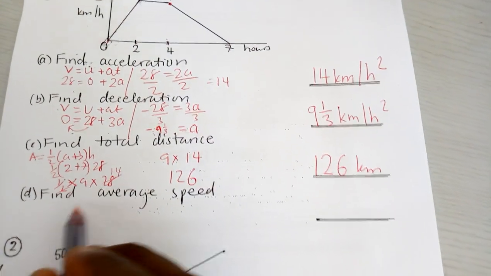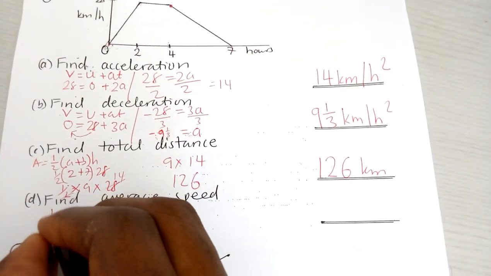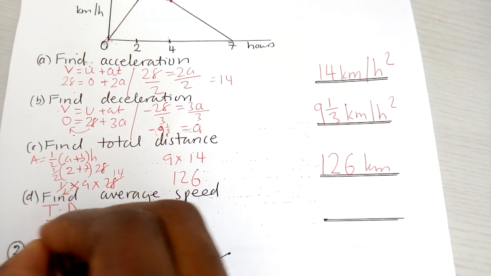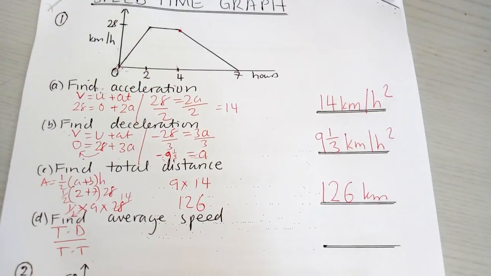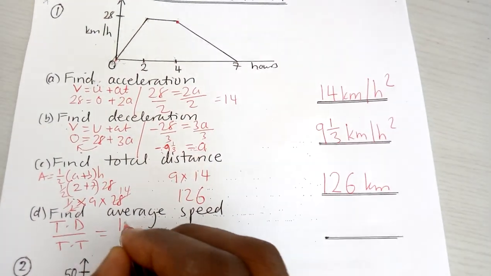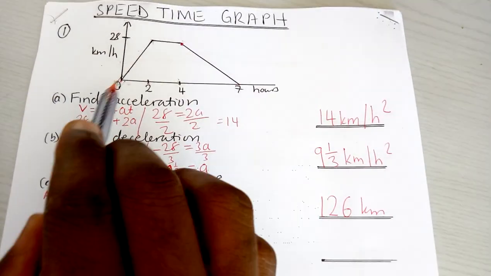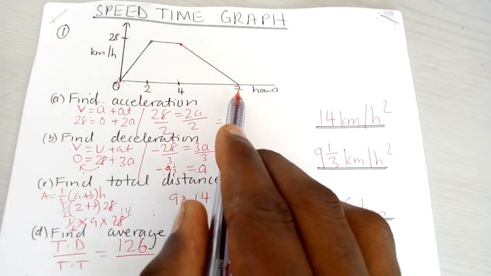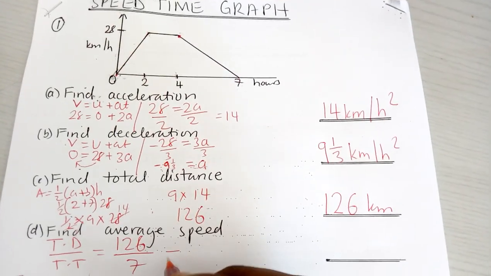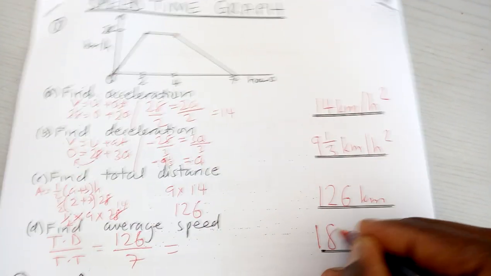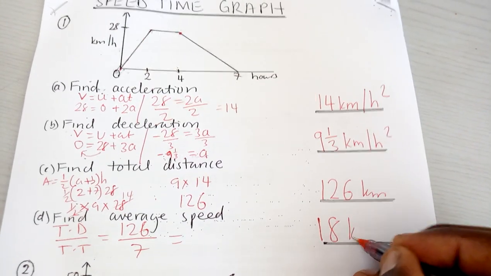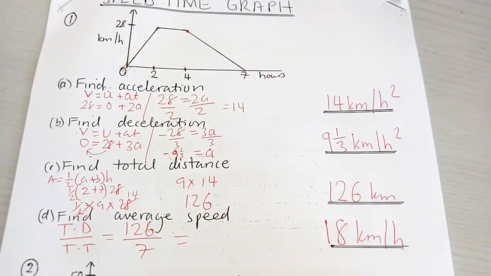Find average speed. Remember, to find average speed, that is total distance divided by the total time taken. We have already got our total distance just above there. But what's the total time? Total time is from the start of the journey till the end of the journey, and that is 7. When we divide the two, we shall end up with 18 kilometers per hour.